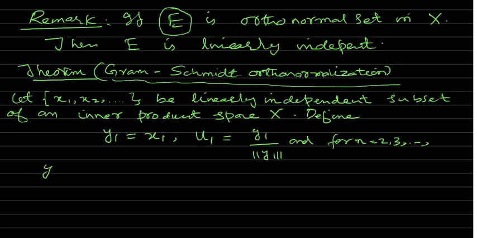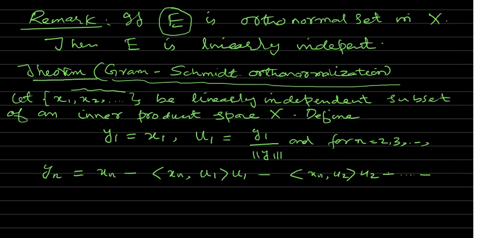For n greater than or equal to 2, we define yn by the intermediate of the vectors that we have already constructed. So we are defining yn, which means we have constructed the vectors up to n minus 1. It's given by xn, which we already have, minus the inner product of xn with u1 times u1, minus the inner product of xn with u2 times u2, and so on, minus the inner product of xn with u(n-1) times u(n-1).